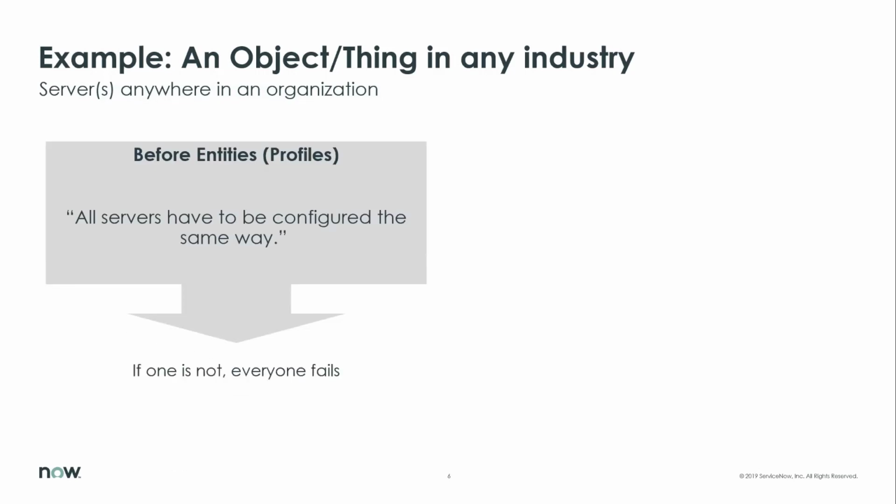Things like all servers have to be configured the same way. In other systems and in traditional ways of doing GRC, what would happen is the auditor would come in and take a sample of records and say all servers have to be configured this way. And when they would find one that wasn't configured that way, they would fail the control test. When the reality is it was only one server.